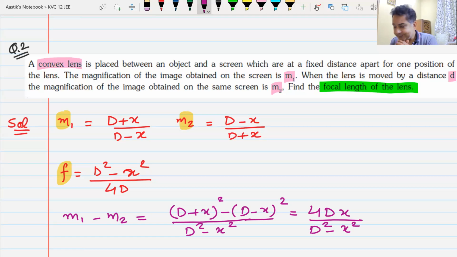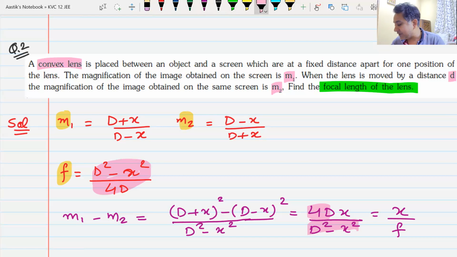Yes, sir. Now we open our eyes and look here. You see something extravagant, right? 1 by F. 1 by F. Yes, that is what you wanted to see. So this is nothing but equal to X by F.